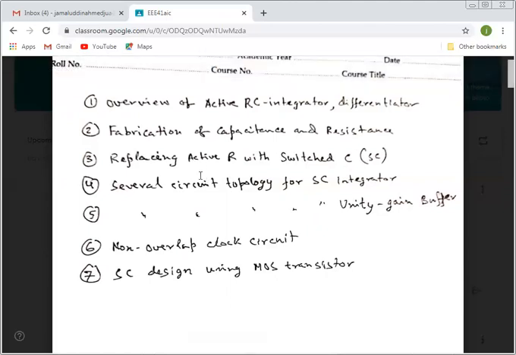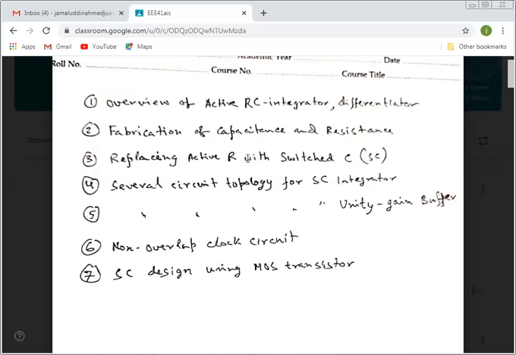This class is for 4.1 analog IC design. So in this online class, we are supposed to have a few students attend, but nobody has attended yet. But I will just record it so that in future students can go through this video.